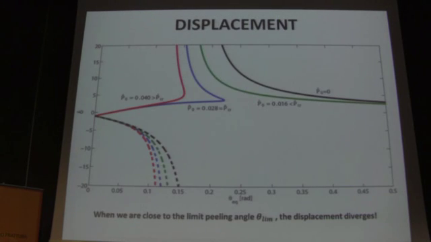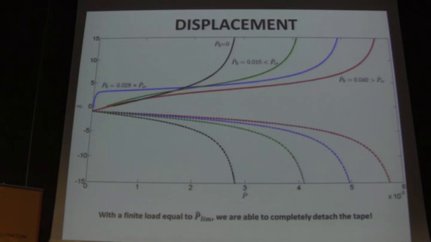Now, I can conclude looking at the displacement. We observe in this plot, where we plot the displacement as a function of the peeling angle, that the displacement diverges when we approach the limit angle, because basically we are touching the angle, the tape, and this can be seen also in this other slide where we plot the displacement as a function of the load.